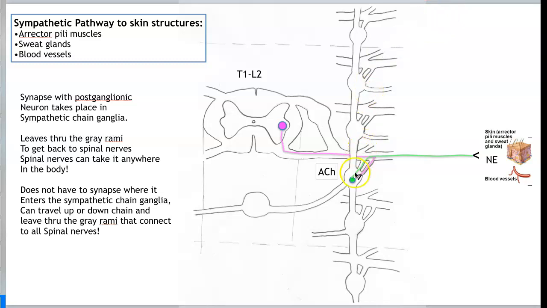Or, you don't have to synapse here. You can say, I need to start sweating in my feet. You're going to get on the white ramus. You're not going to synapse. You're going to go all the way down, and then you're going to synapse in a sympathetic chain ganglia close to your feet. And the postganglionic axon will leave through the gray ramus and go through the spinal nerve close to the feet.